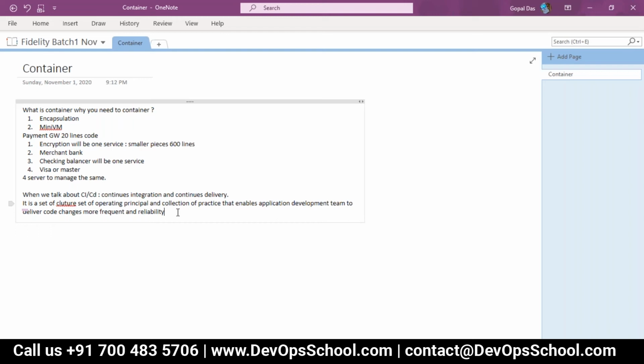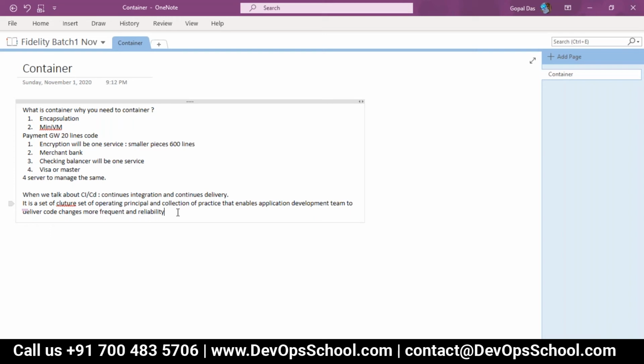Previously, whenever we made changes in the code, we did a lot of activity, and it took around a month to make changes, because we needed to see that there was no implication on the application. But nowadays, code changes happen frequently. And when we change code frequently, it needs to be reliable also.